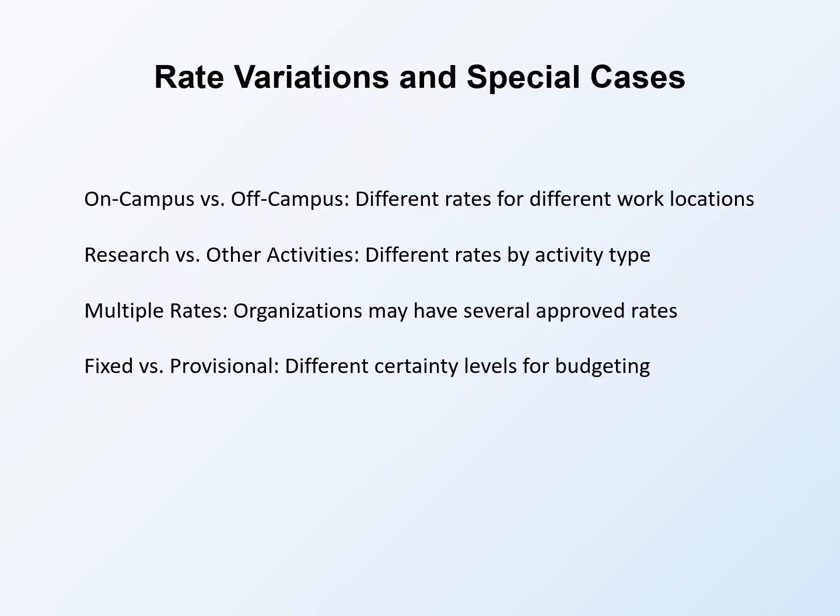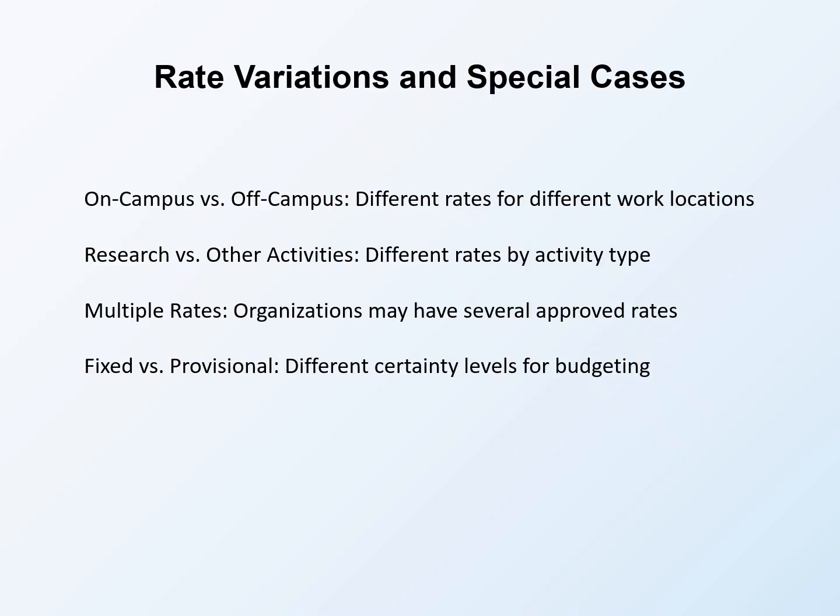Indirect cost rates are not one size fits all. Various factors create rate variations that affect how you budget specific projects. Understanding these variations helps you apply the right rate to each situation. On-campus versus off-campus rates reflect different indirect cost levels for different work locations. Work conducted on your organization's premises uses more facilities and infrastructure than work conducted at external sites. Off-campus rates are typically lower because fewer facilities costs apply.